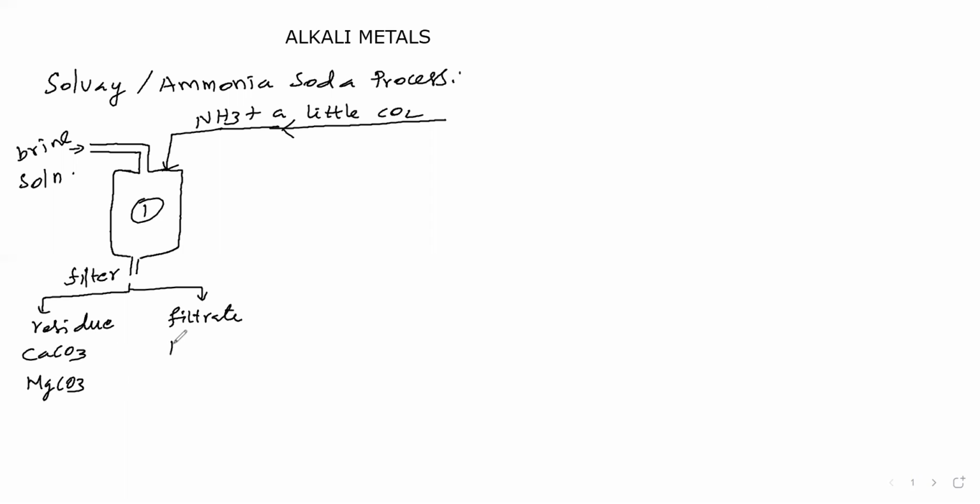The filtrate contains alkali metal ions, sodium ions, and excess ammonia and the remaining carbon dioxide. The excess ammonia and any remaining carbon dioxide are in the form of ammonium carbonate, which is in excess in the filtrate. So this first tower is called the ammonia saturation tower. In this tower we have precipitated the metal cations present in the brine solution other than alkali metal ions.